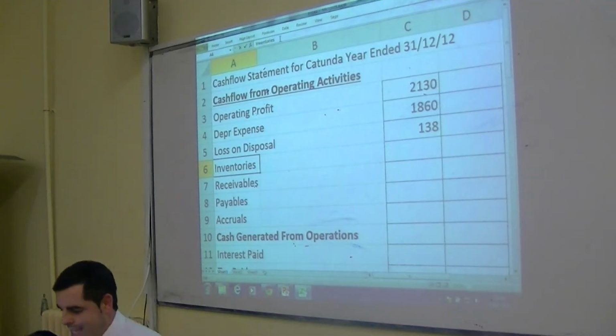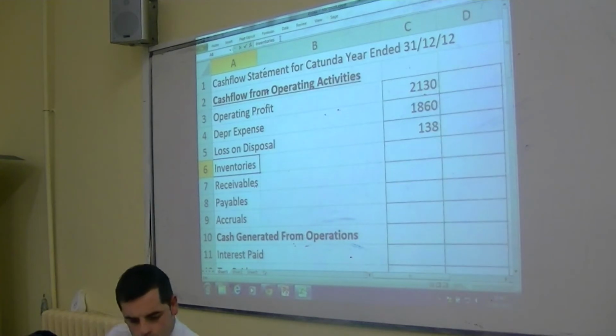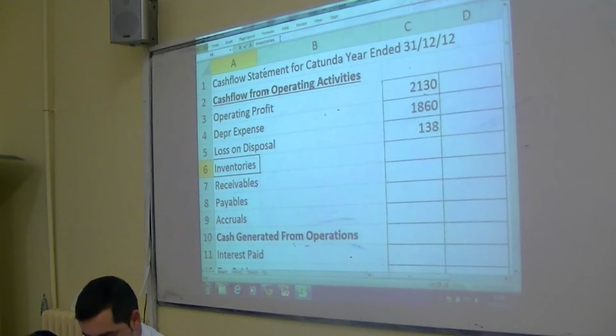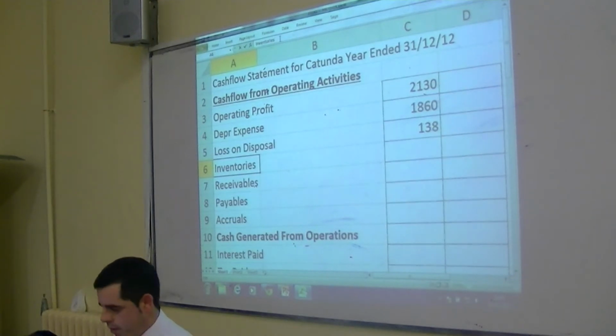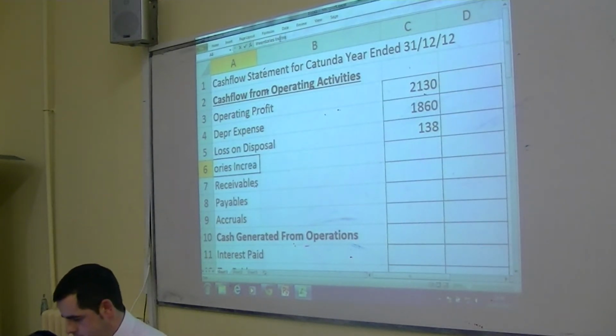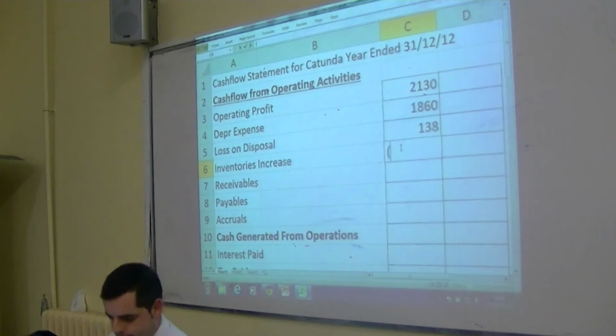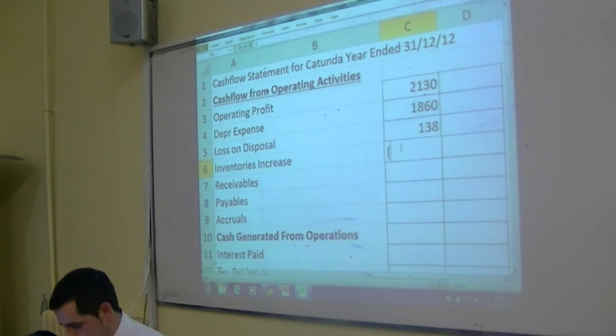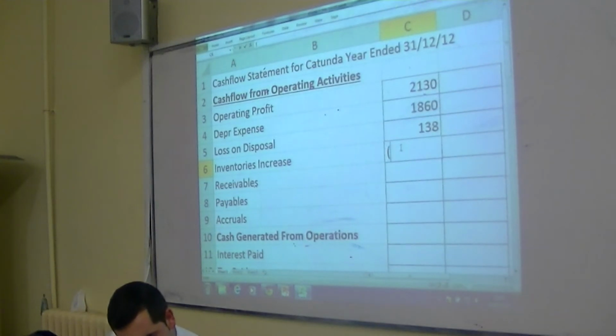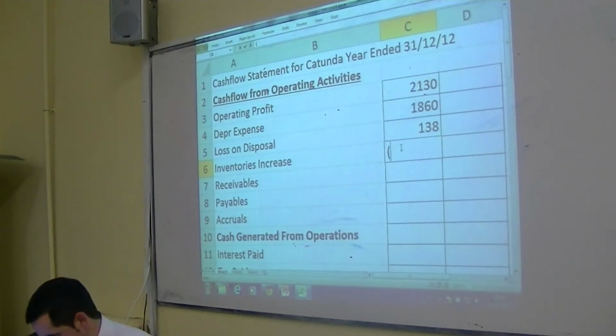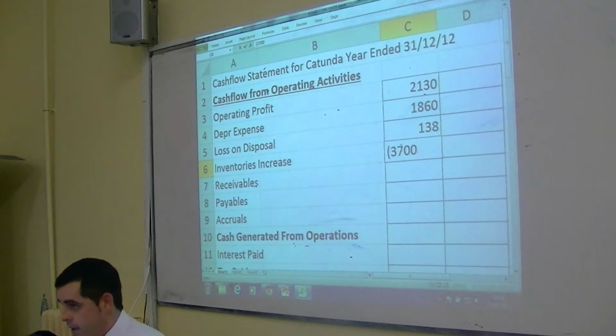The next thing we want to deal with is our inventories. So if we look there, have inventories increased or decreased? Increased. So is that a plus or a minus? Minus. So minus 37, isn't it? So just compare year to year.